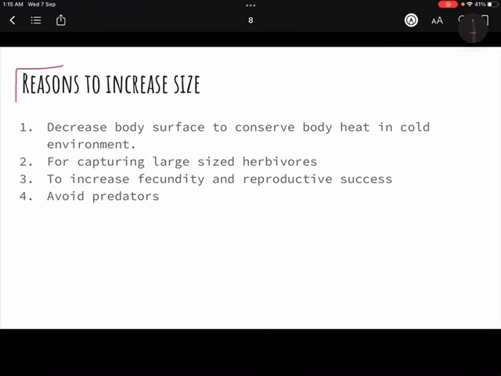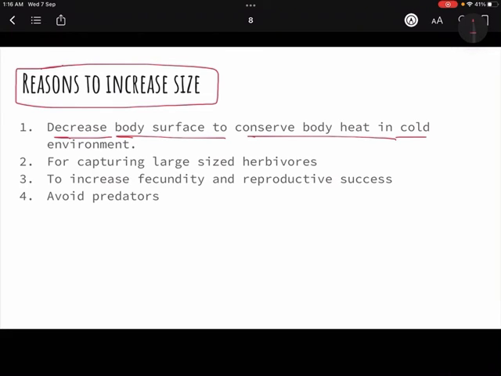One more thing, what is the reason to increase in size? If they increase in size, the body surface relative to volume would decrease, and that will help them to conserve body heat in cold environment. So this is Allen's rule, and these rules we are going to read in the next chapter, so you will understand this with much more clarity.